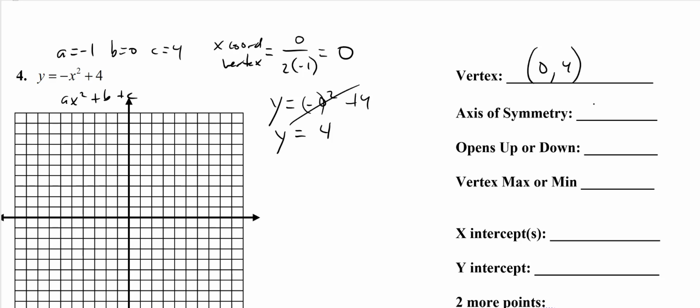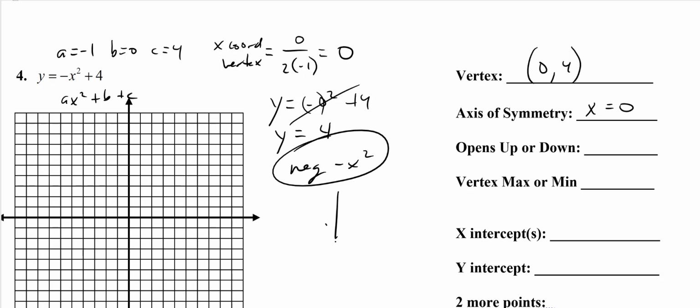Okay, the axis of symmetry is x equals 0. It opens down because it's negative. So it's negative x squared. So it's going to open down.